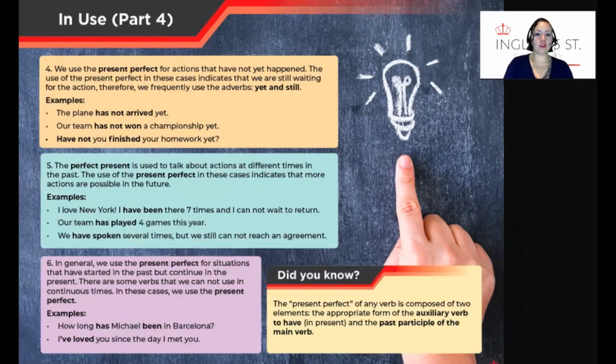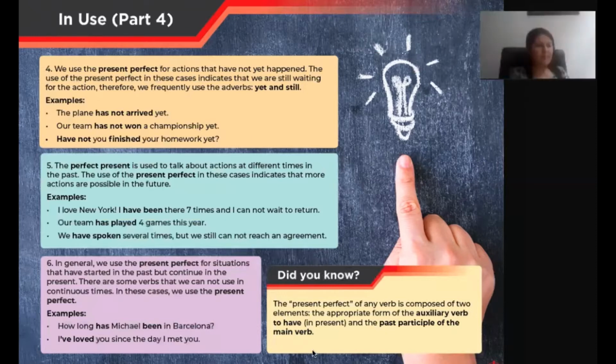So we also use the present perfect to talk about actions at different times in the past. The use of present perfect in these cases indicates that more actions are possible in the future. So, New York was the best experience that I have ever had in my life. So I need to go back and have more adventures there. Number 6, Paula.